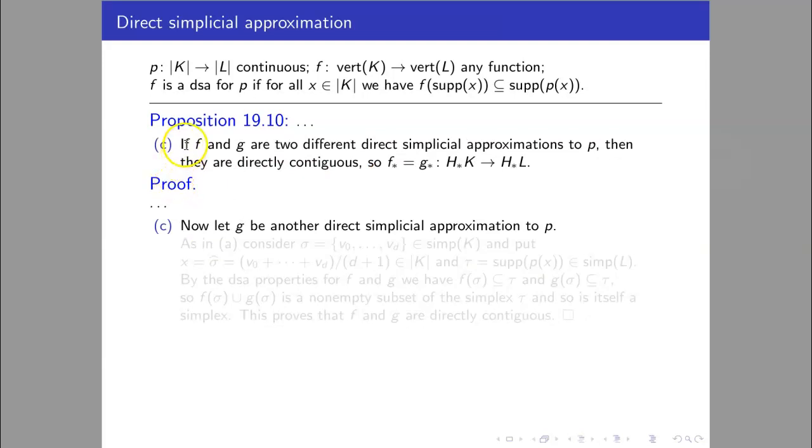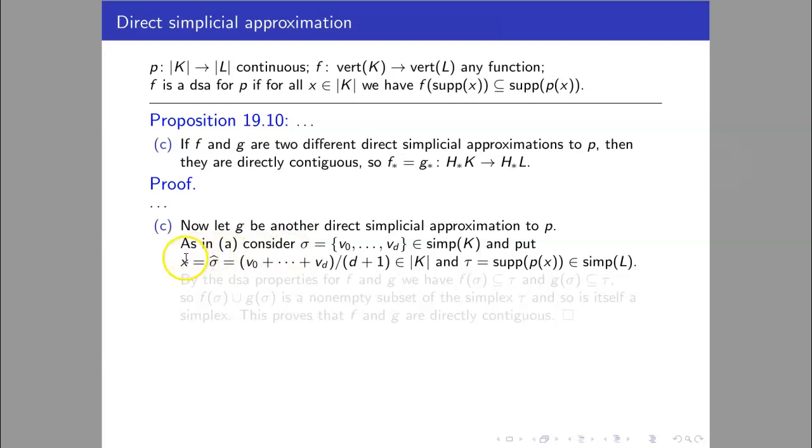So claim C said that if f and g are two different direct simplicial approximations to the same map p, then they're going to be directly contiguous. So suppose we've got that. We've got f as before as a direct simplicial approximation, and g is another direct simplicial approximation. Okay. So again, we consider some simplex sigma, and we put x as the center of the realization of sigma, and tau is the support of p(x).